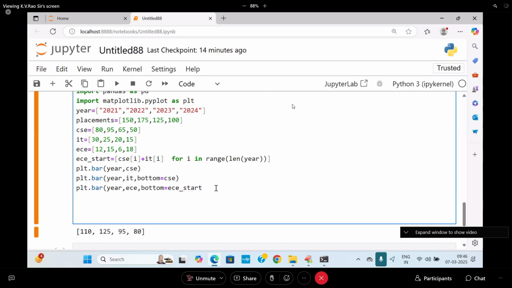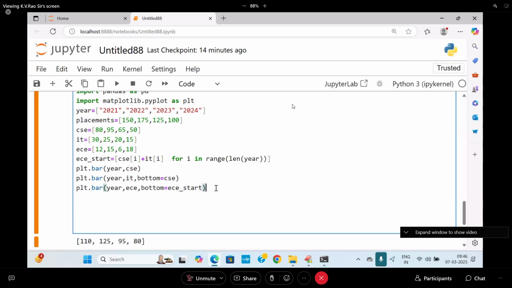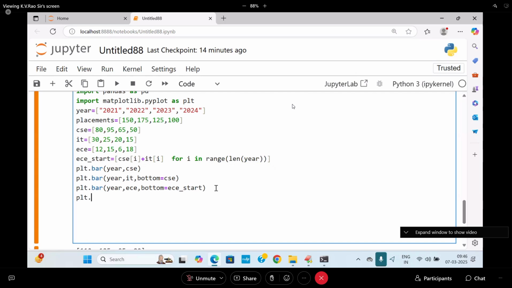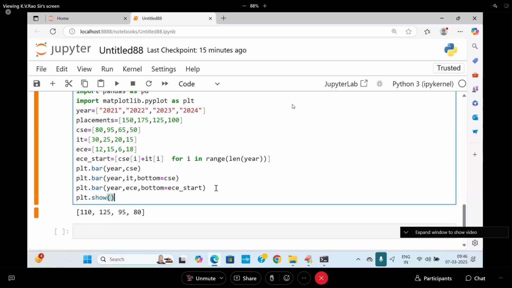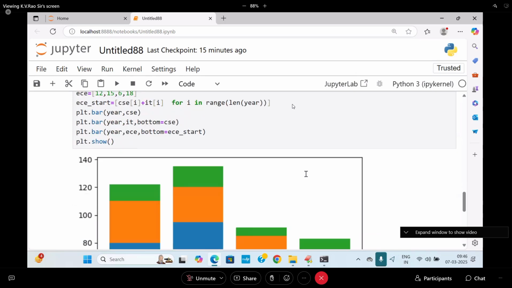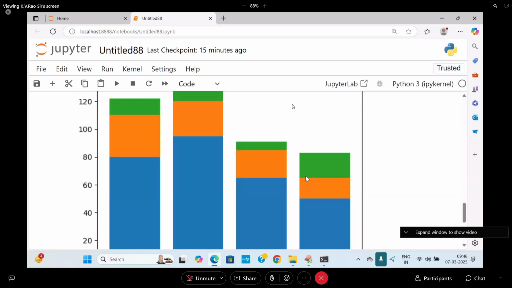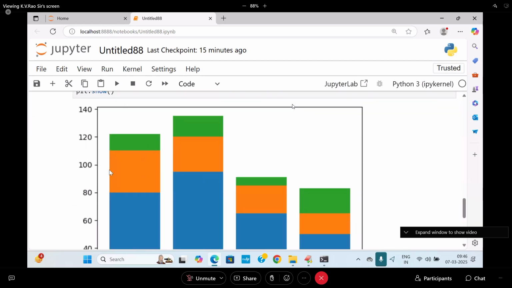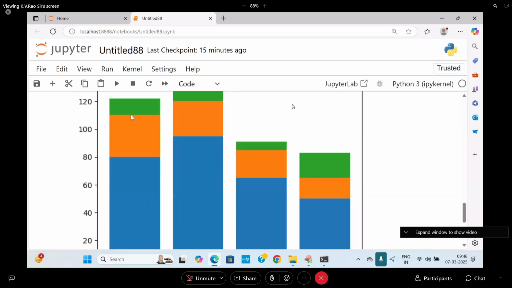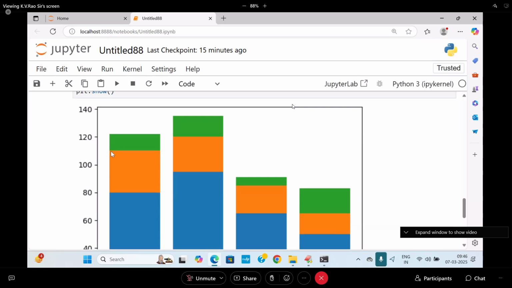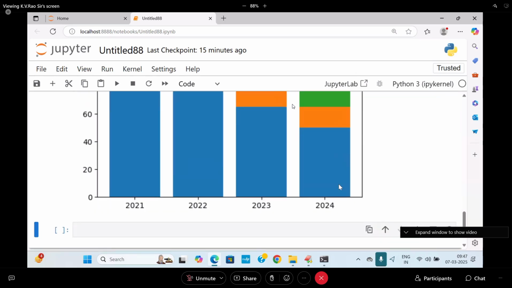ECE start. Now I'm going to write it. Close this bracket. Now plt.show. That's all. plt.show. So coming to this place, here I'm trying to run this. Execute. You are going to get a beautiful output. Are you getting me? This is the output. You see here the 80 value, on the top of it the 25 value, and on the top of it 12. It is showing the partition like this.